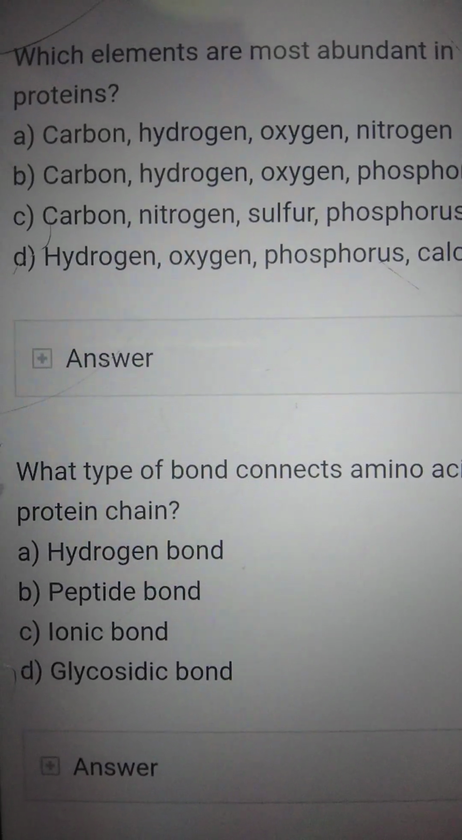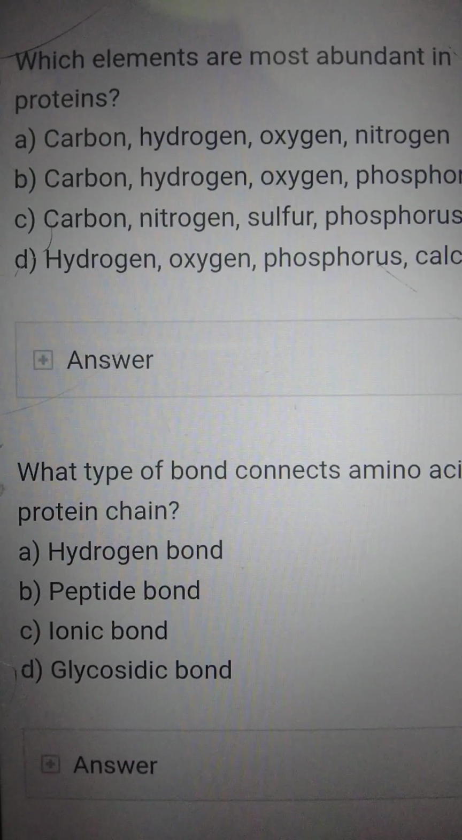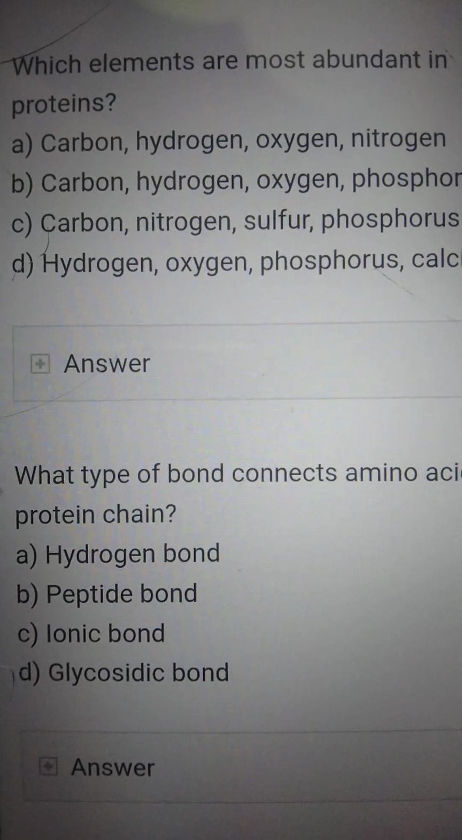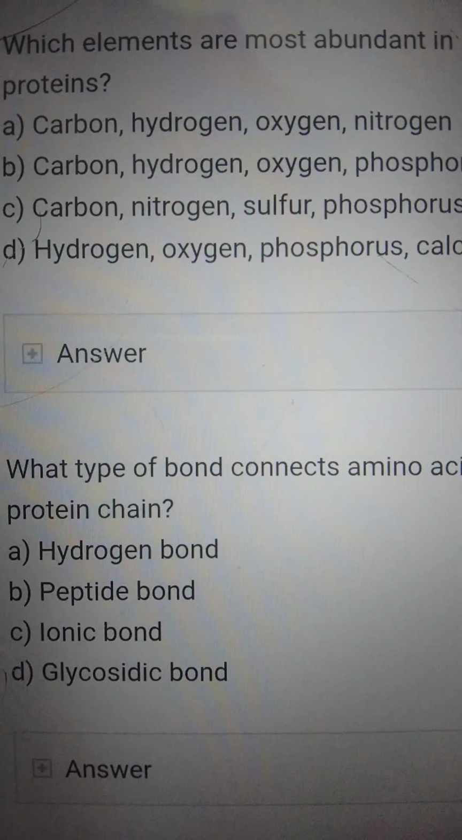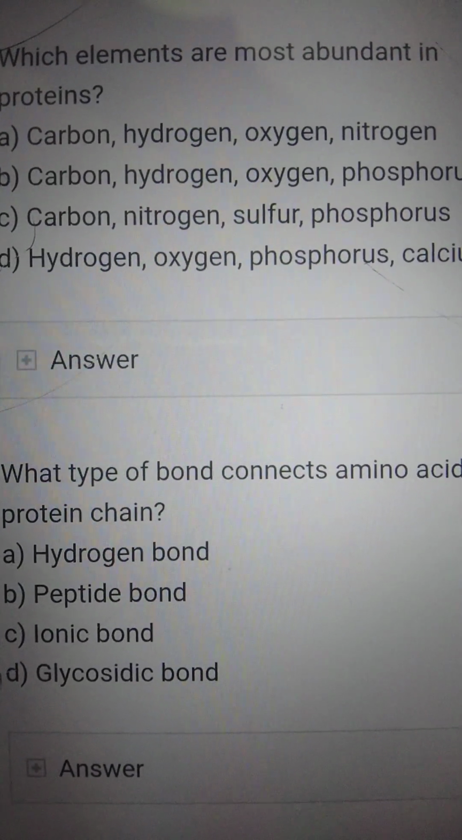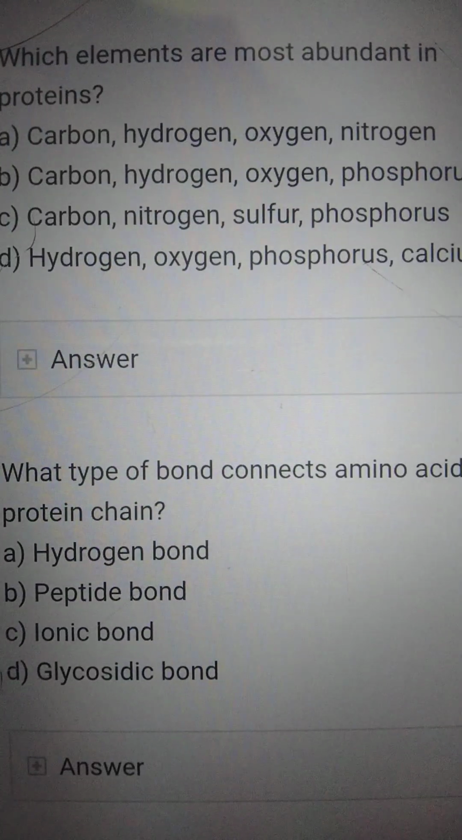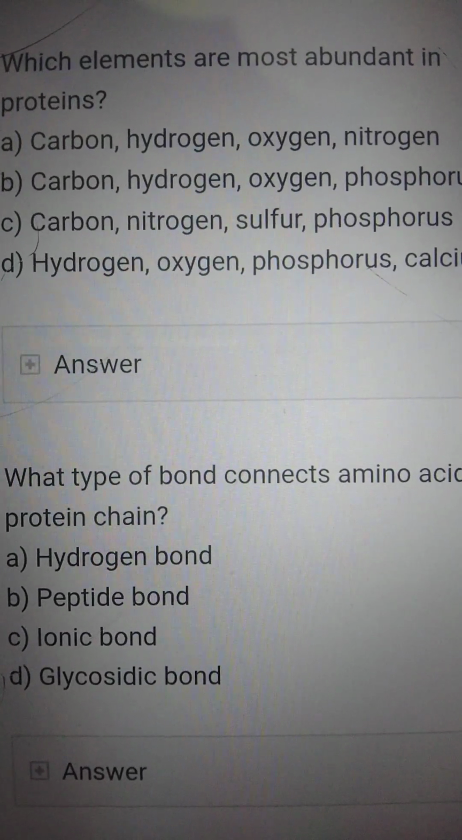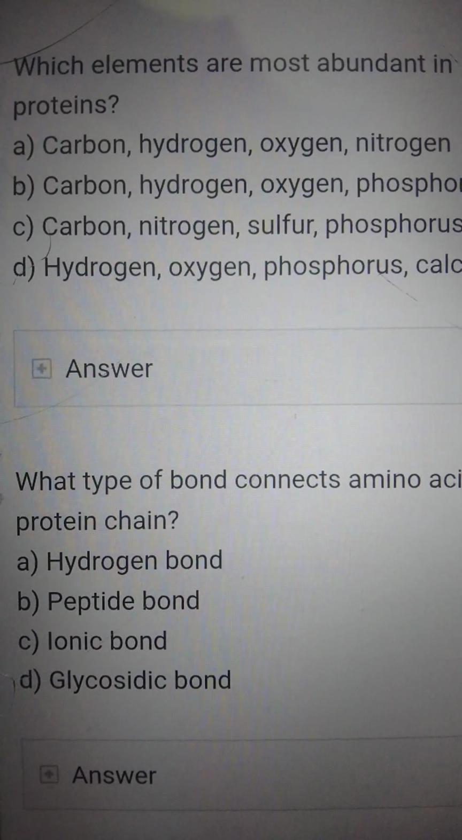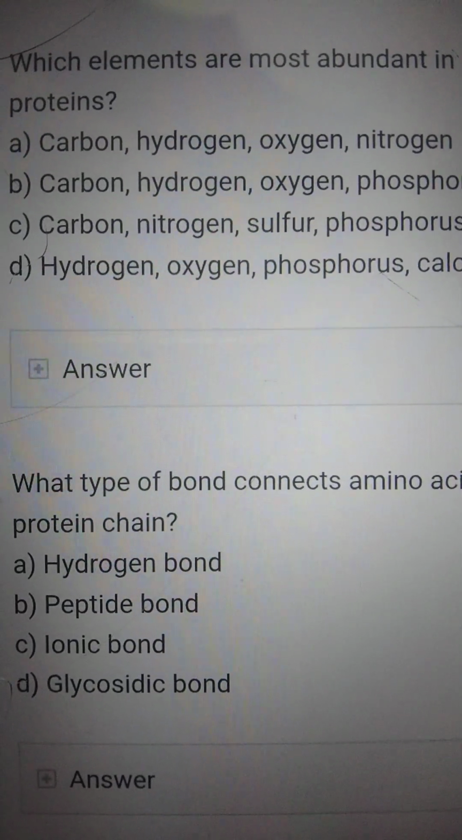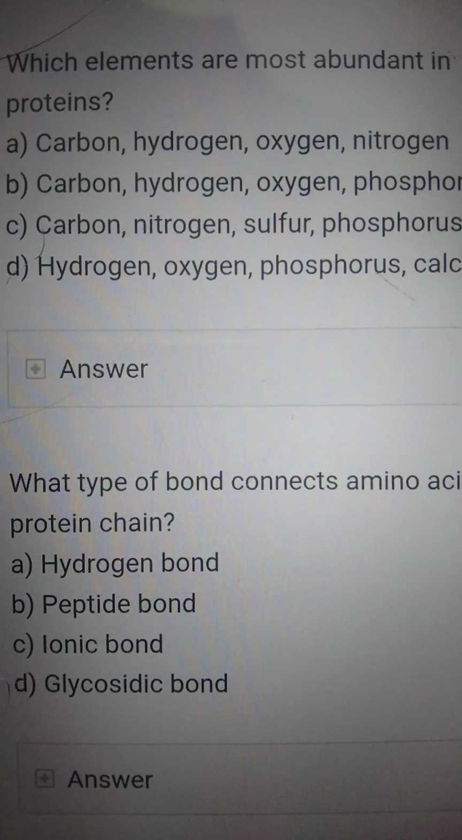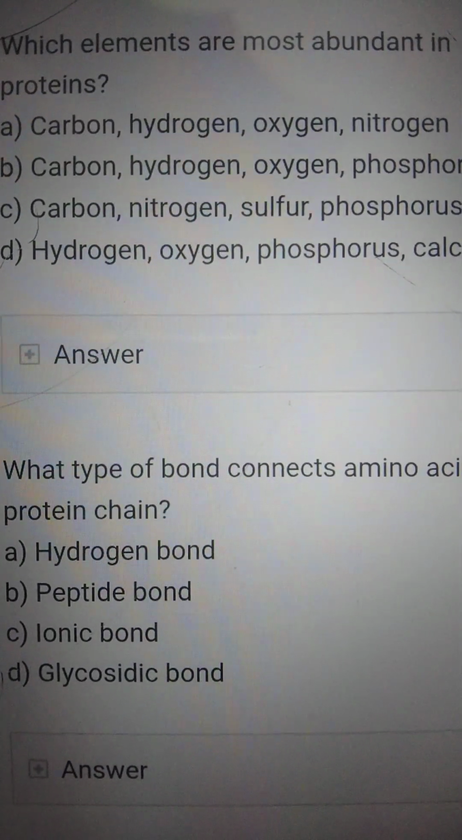Here are first of all MCQs, then you will go through the theory. You can test yourself. Which elements are most abundant in proteins? Carbon, hydrogen, oxygen, nitrogen, phosphorus, sulfur, and so also A, B, C, D, all four options. The correct answer is A. Carbon, hydrogen, oxygen and nitrogen.